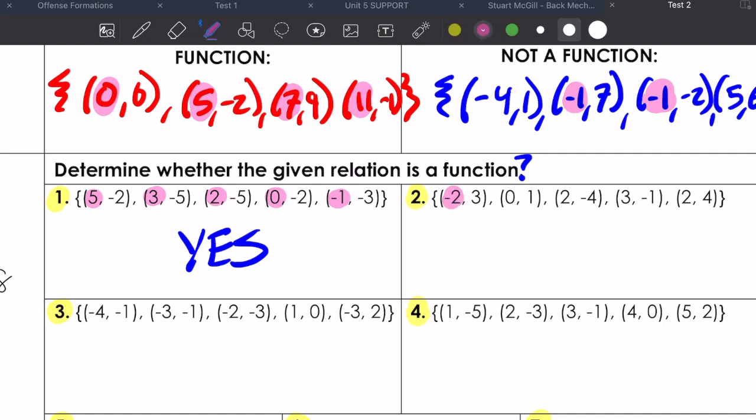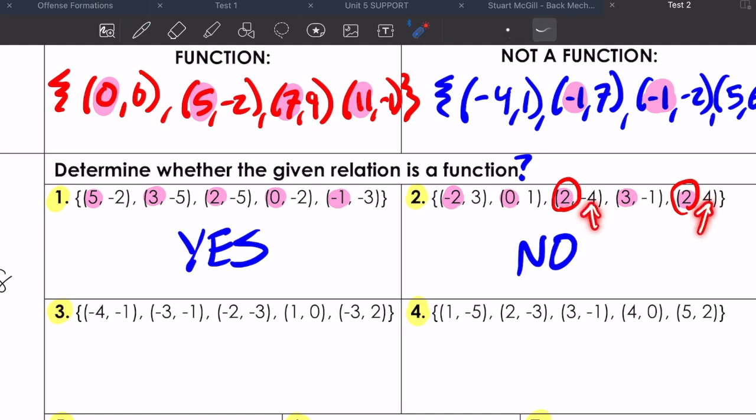Same thing in number 2. I'm just going to look at the x values. I'm going to highlight them all: -2, 0, 2, 3, and 2. And oh, look, I have a 2 right there, and a 2 right there. That means this is not a function because I have a repeating x value. You've got an input of 2 that has an output of both -4 and +4.